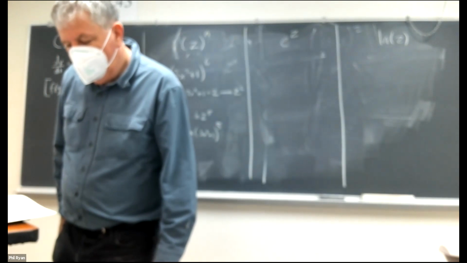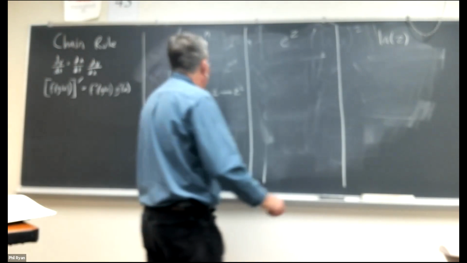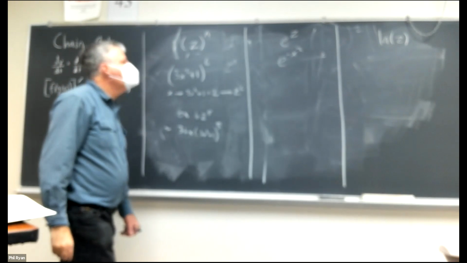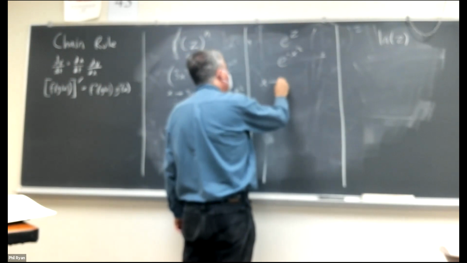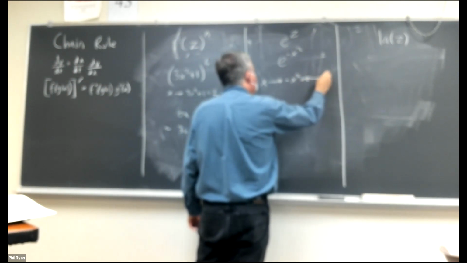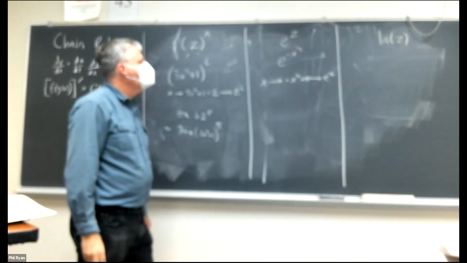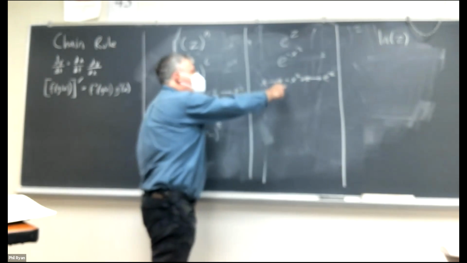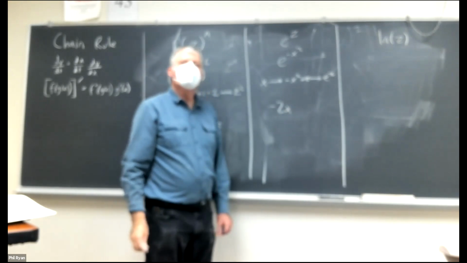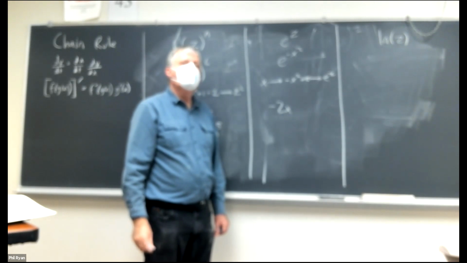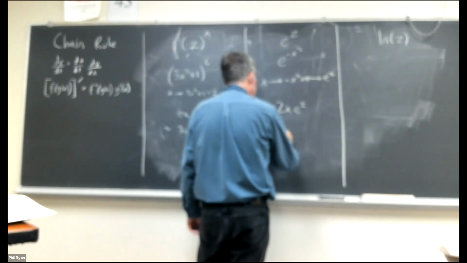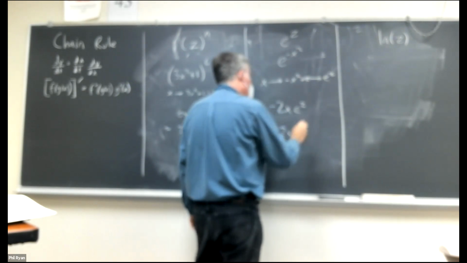Or we could have e to the minus x squared. So x goes to minus x squared. We'll let that be our z, goes to e to the z. Derivative of minus x squared, minus 2x. Derivative of e to the z, e to the z. And we plug in what z is again, get minus 2x e to the minus x squared.